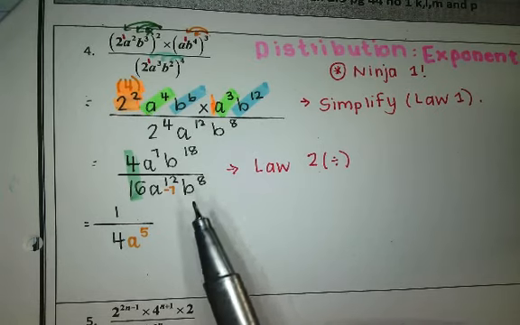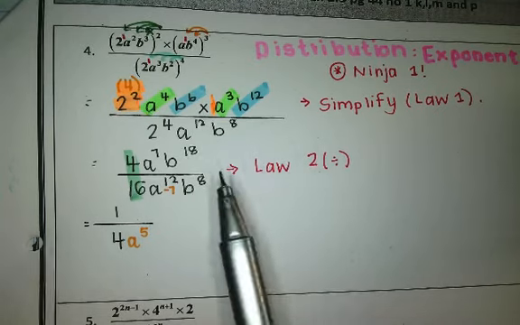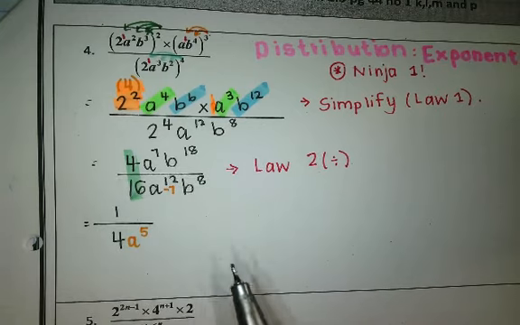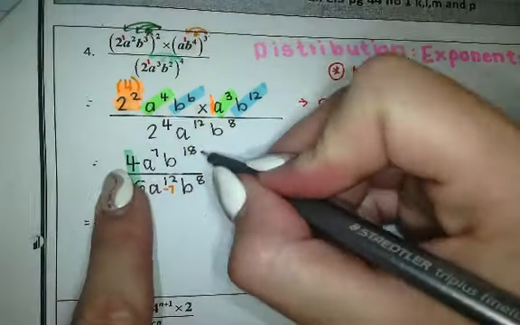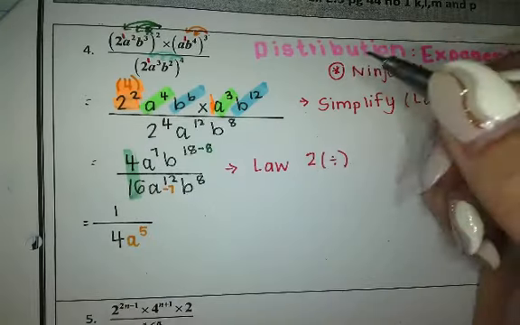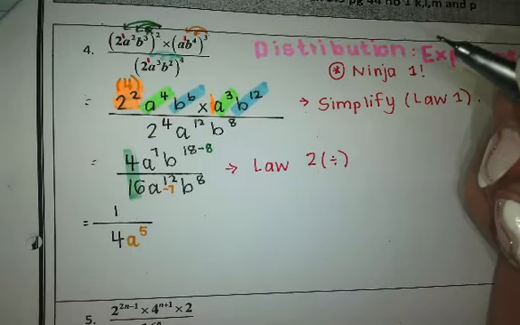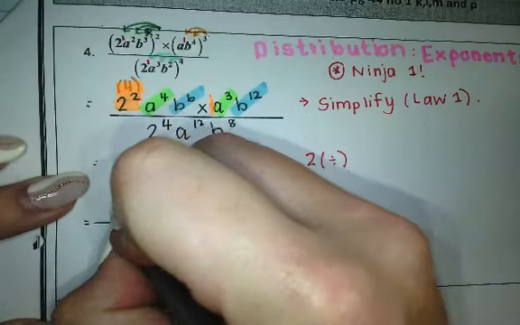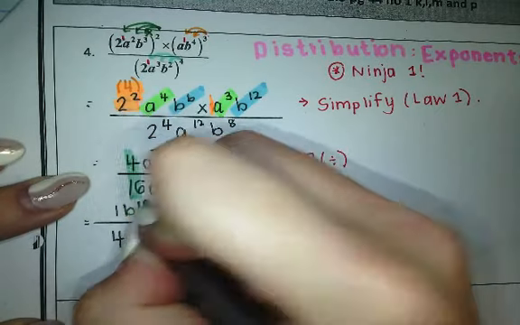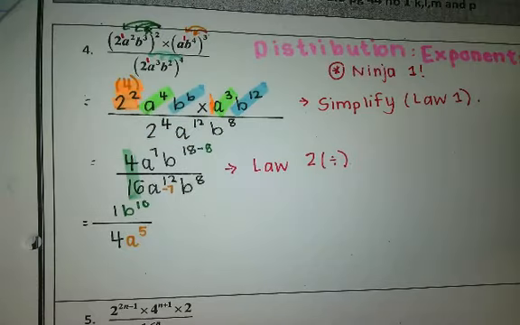Yes. Okay? Now, have a look, are we going to take the 18 down to the 8 or the 8 up to the 18? It's positive; when you take it up to the top, it becomes a negative. So how many b's do we have left? 10. And it is on top. So it's going to be b to the power of 10. And that's your final answer.